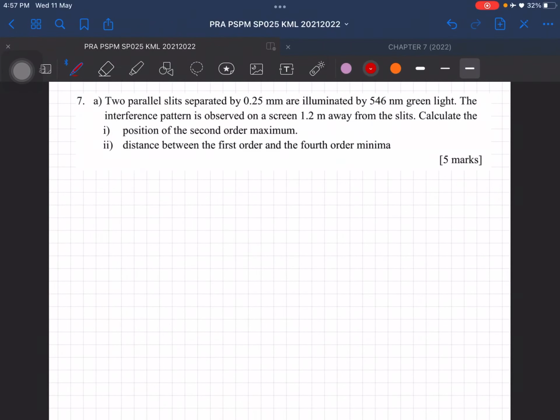Okay, question 7. There are two parallel slits separated by 0.255 meter illuminated by a 546 nanometer green light. The interference pattern is observed on a screen 1.2 meter away from the slits. We have to calculate the position of the second order maximum and the distance between the first order and fourth order minima. Okay, so now they give two parts. So there is maximum and minima.